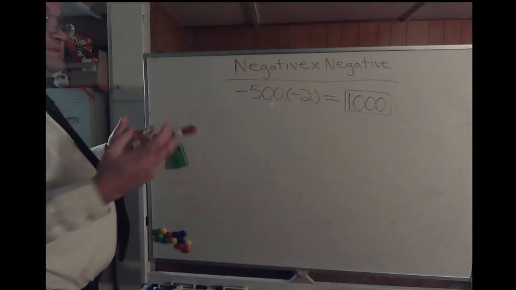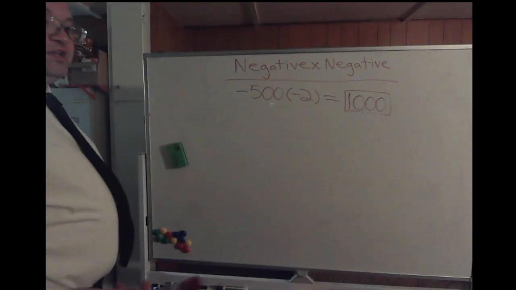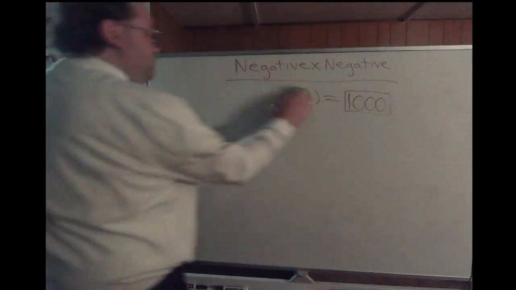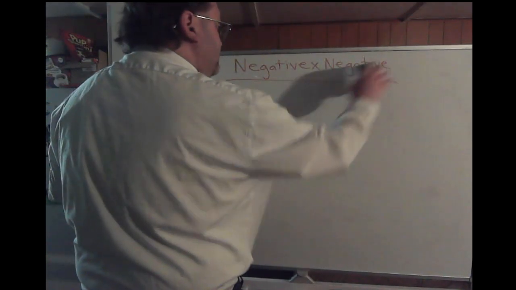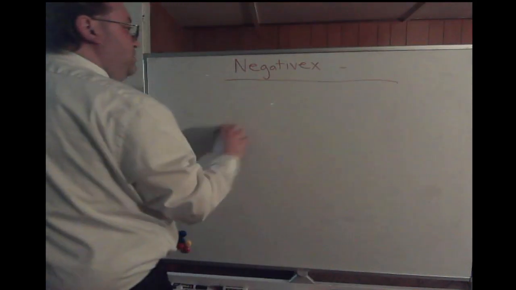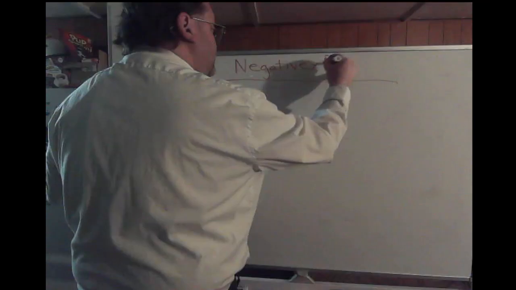So negative times negative just makes it a positive number, and then you just do the multiplication like you would with any whole number. I mean, there's not much to talk about here with negative times negative either. It just turns it positive. Now, let's take a negative times a positive.